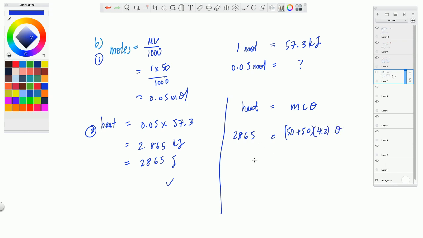All right. So temperature increase will be 2865 divide 100 and divide another 4.2. So about 6.82 degrees Celsius. Okay. Can we have the next question? All right.